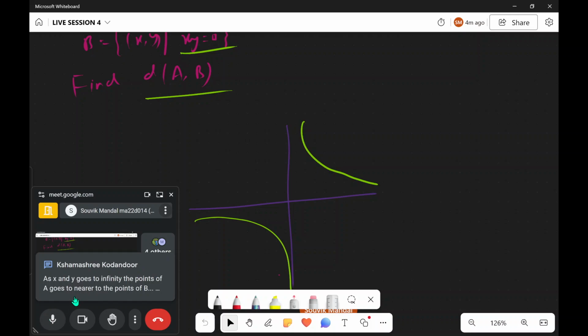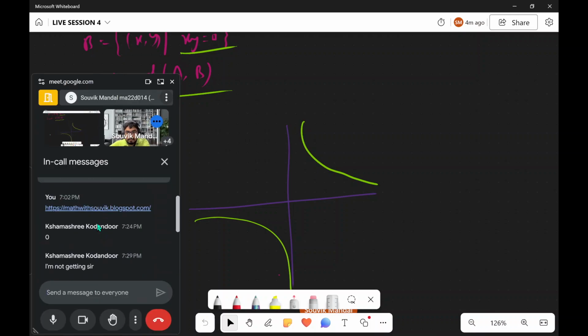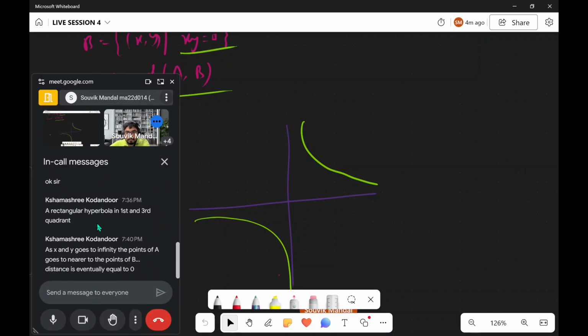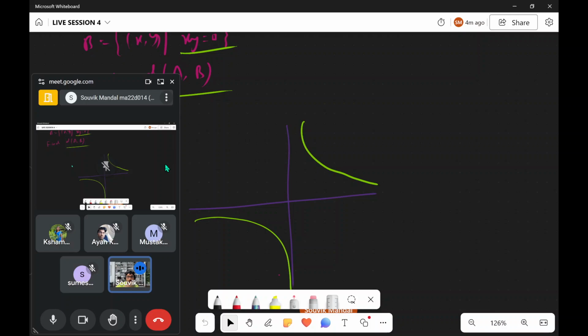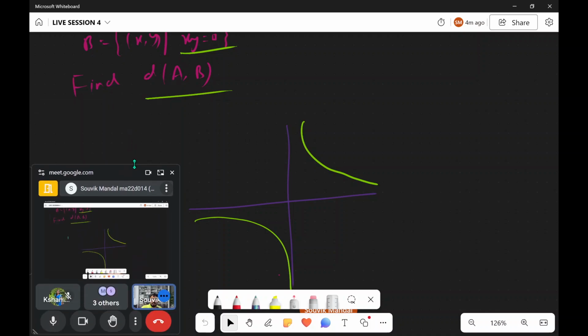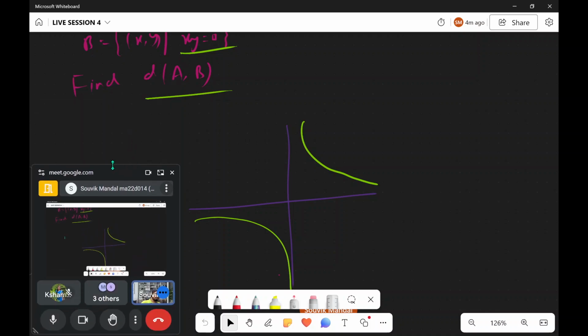Okay, so let me open the chat box here first. As x, y goes to infinity, the points of A get near to the points of B. Yeah, correct. So your argument is correct. But, very, very good. But how to prove it mathematically?